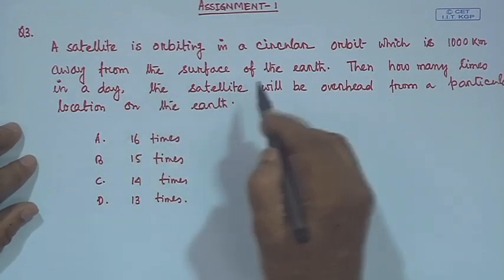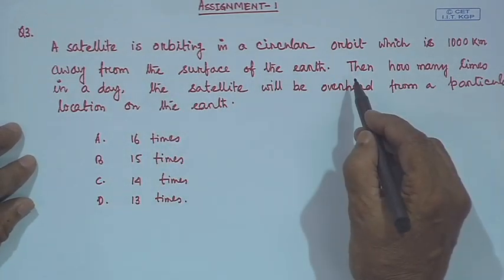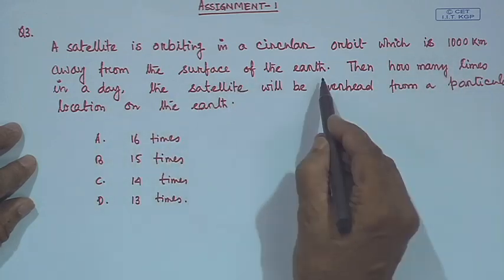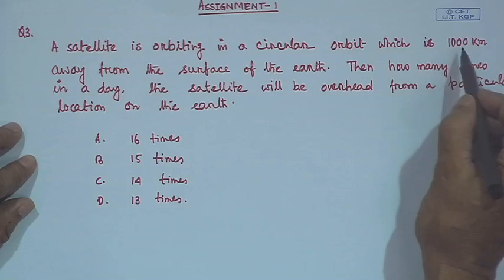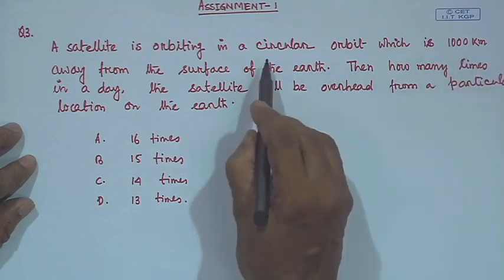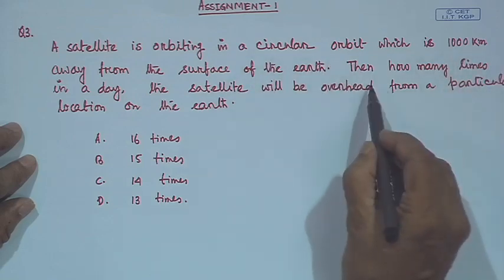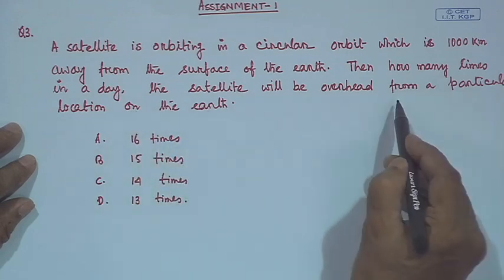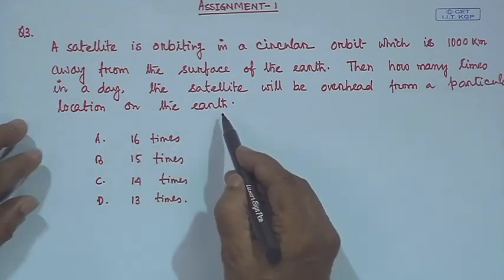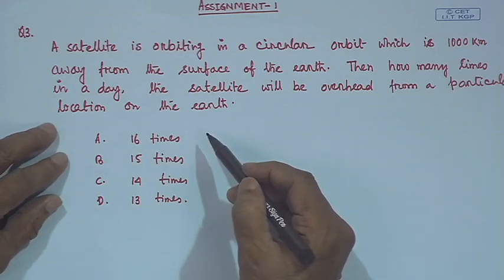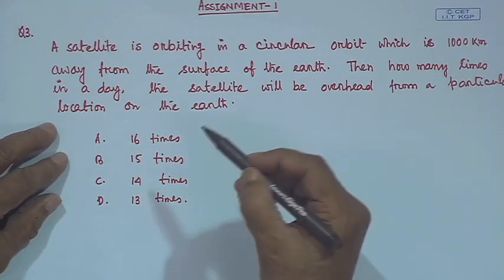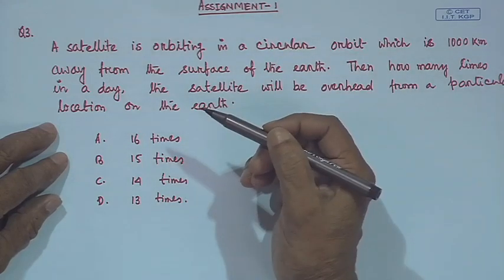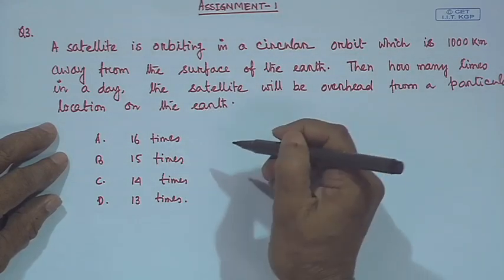A satellite is orbiting in a circular orbit, which is 1000 kilometer away from the surface of the earth. That means orbit height is given and it is a circular orbit. Then how many times in a day will the satellite be overhead from a particular location on the earth? Let us assume that the orbit is such that it is going overhead from the observer.